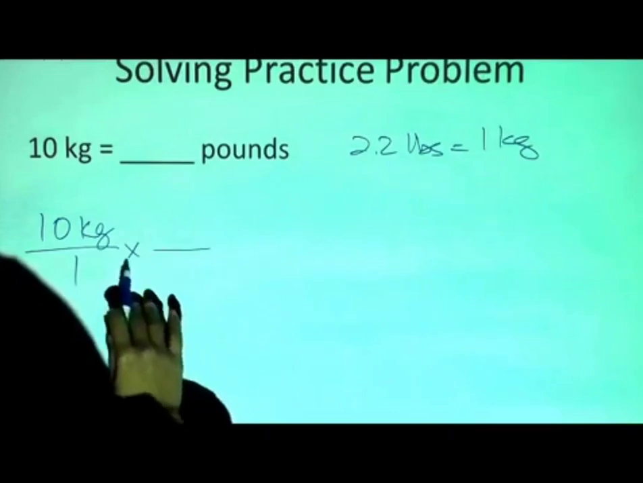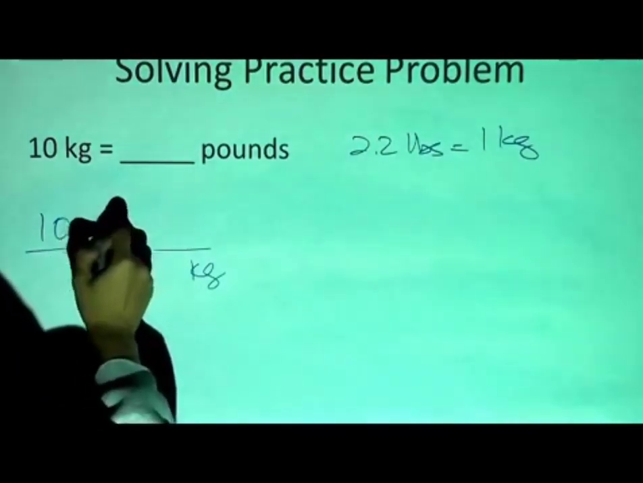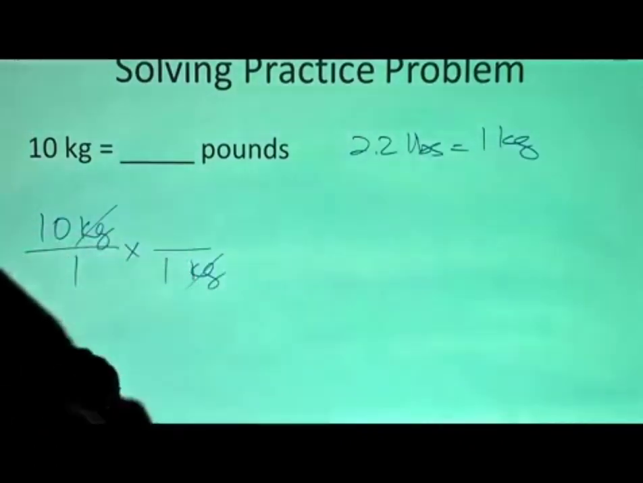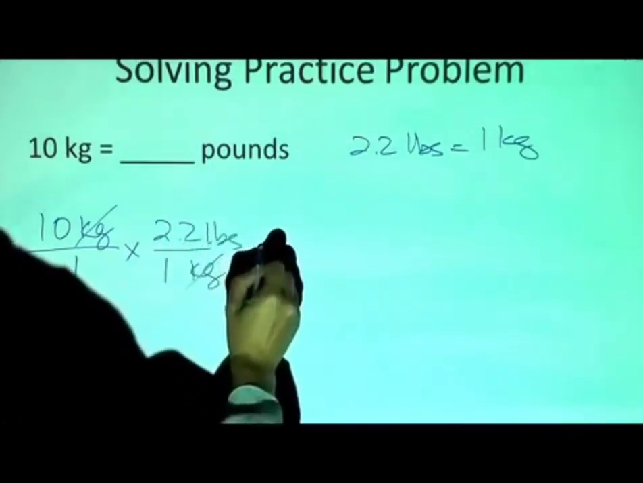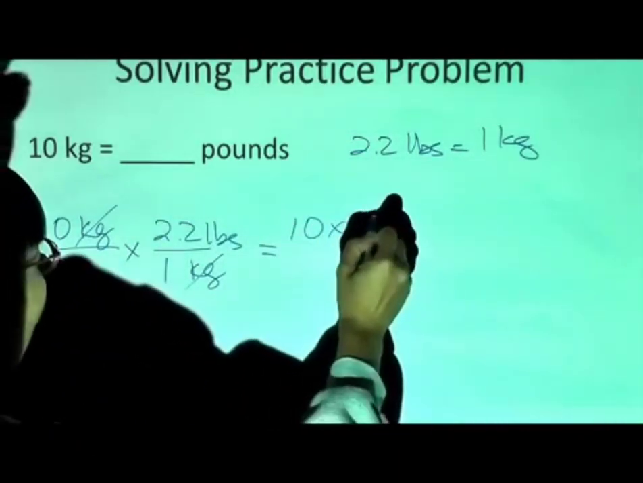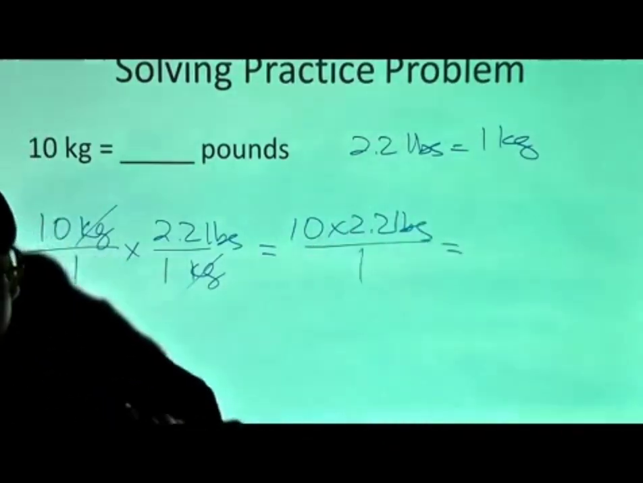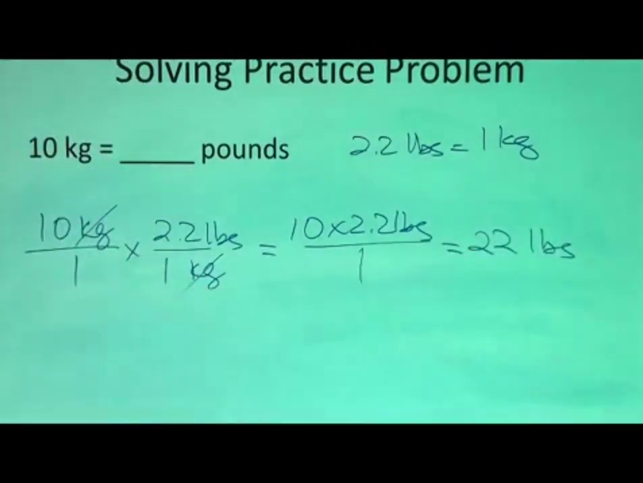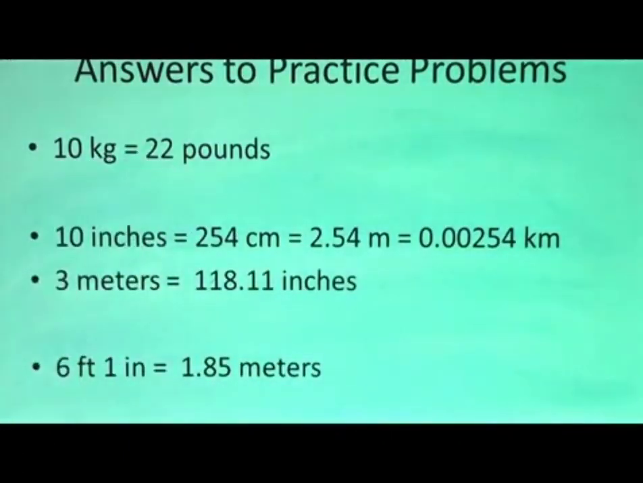Well, what's on the bottom? Kg has to be in the bottom. Why? Because kg here is on top, and you want to cancel that kg with this kg. So this has to be on the bottom. That's 1 kg. What's on top? 2.2 pounds. And now you multiply across the top. So it's 10 times 2.2 pounds divided by 1. And therefore the answer is 22 pounds. Let's go back to see if that's the answer. The answer is 22 pounds.